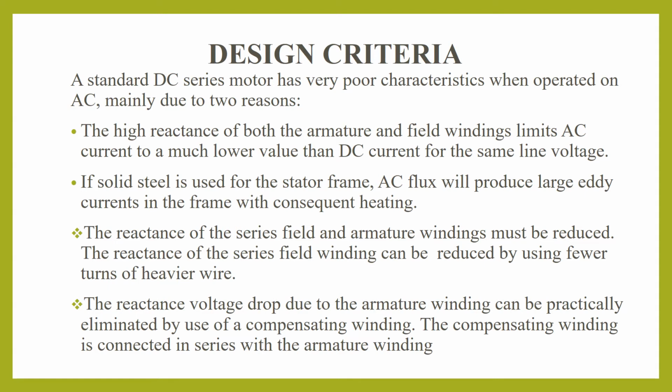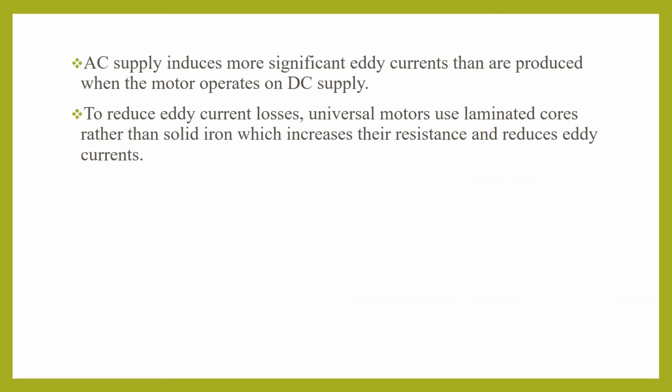What actually does this winding do? This winding will compensate the effect. That is, if the current flows in the armature in one direction, the opposite current will be flowing in the compensating winding. It compensates the effect. So the effect of reactance will be reduced in the armature of your machine by connecting a compensating winding.